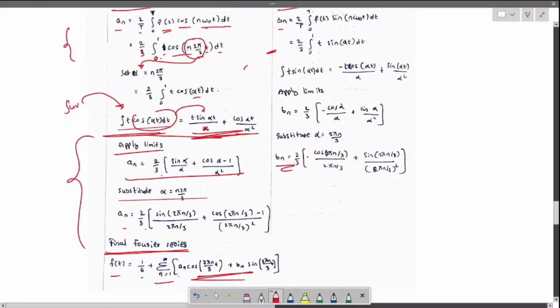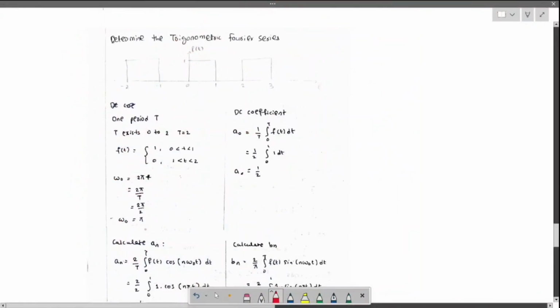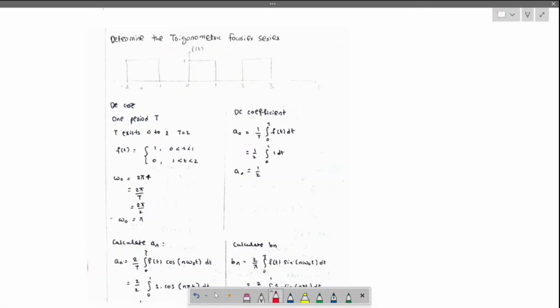Let us go for the second problem. You will get a deeper idea of this. Determine the trigonometric Fourier series for this. When the graph is from -2 to -1, it will spike. The rest, from -1 to 0, is rest. From 0 to 1, again it will be a high spike. Again from 1 to 2 it is rest, meaning it is a repeating graph.